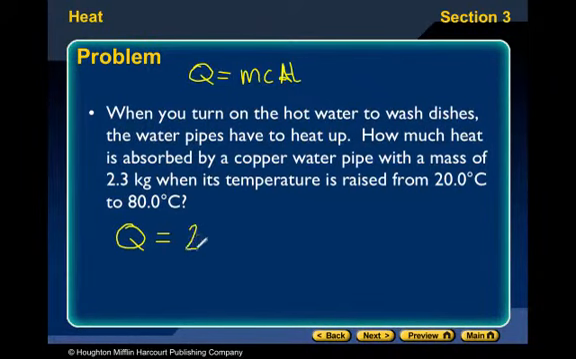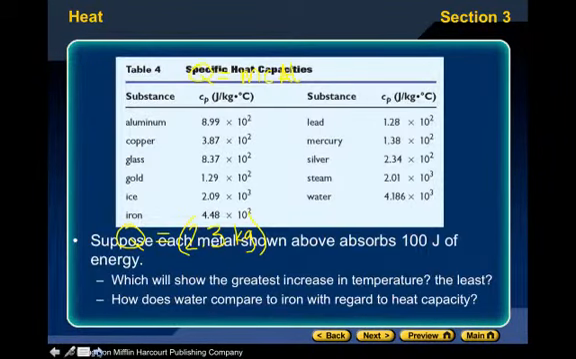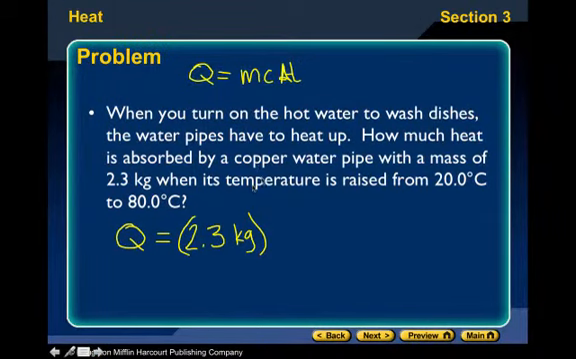What's c? 4.186. But it's a copper water pipe. How much heat is absorbed by the water pipe? So copper is 387.